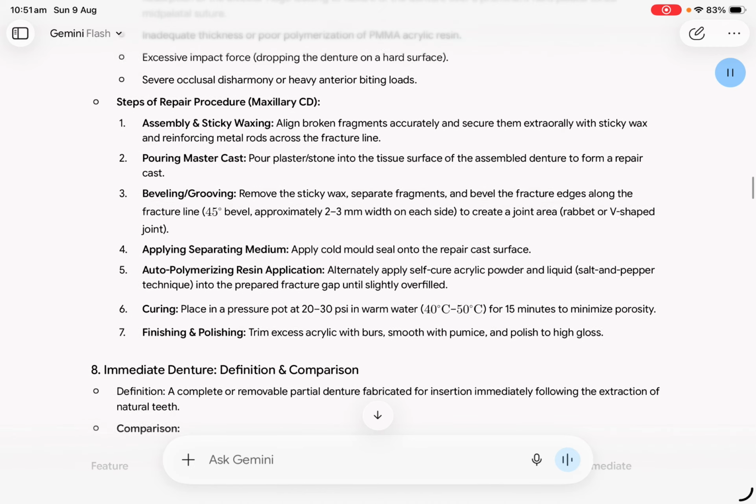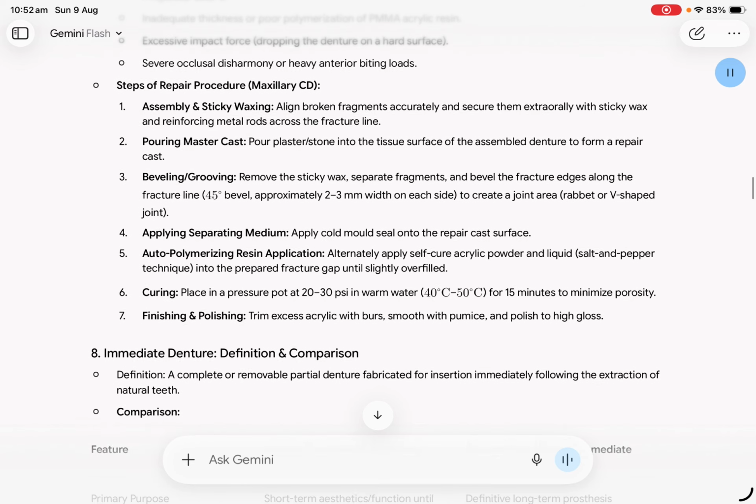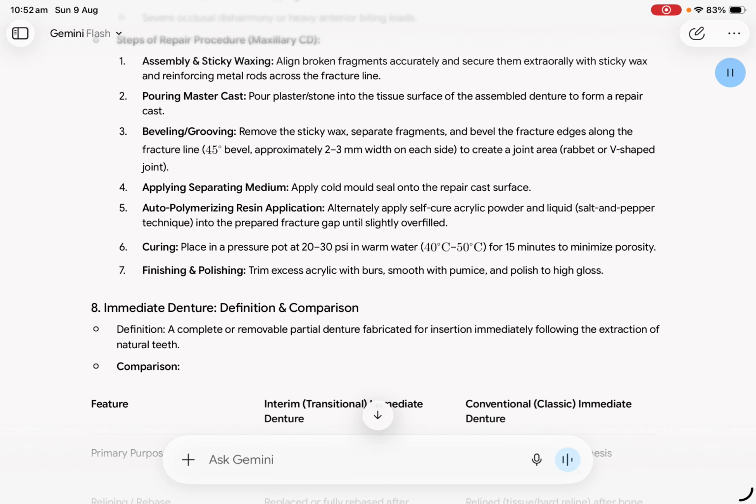5. Autopolymerizing resin application. Alternately apply self-cure acrylic powder and liquid, salt and pepper technique, into the prepared fracture gap until slightly overfilled. 6. Curing. Place in a pressure pot at 20 to 30 psi in warm water, 40 to 50 degrees Celsius, for 15 minutes to minimize porosity. 7. Finishing and polishing. Trim excess acrylic with burrs, smooth with pumice, and polish to high gloss.